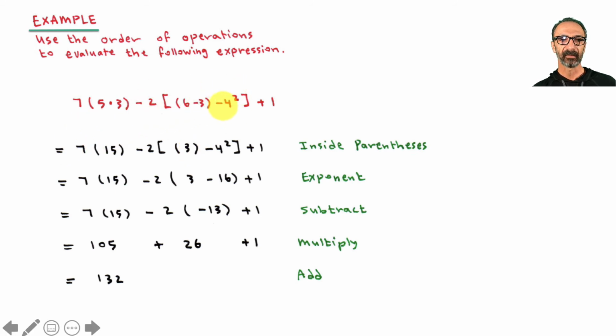Power, it's not going to make a difference here. We could do the power first. 4 squared is 16. Subtraction comes at the end, inside those grouping symbols. 3 minus 16, negative 13. Multiply right here, and multiply right here. Finally, we deal with the addition and subtraction. This here was subtraction, but it changed to plus. So I have add. So we go from left to right. 105 plus 26. Then add 1 to it, and the answer is 132.